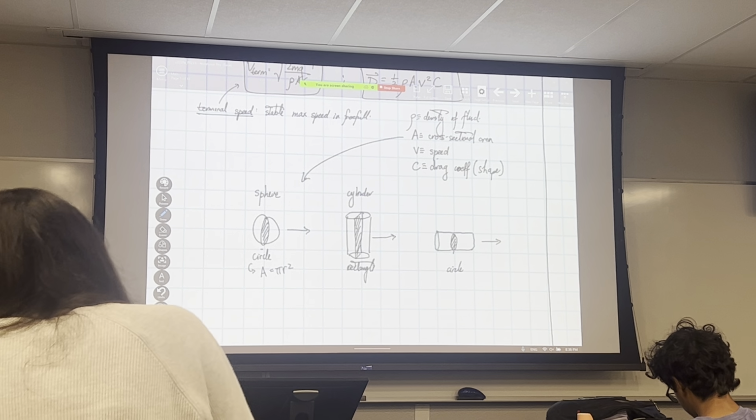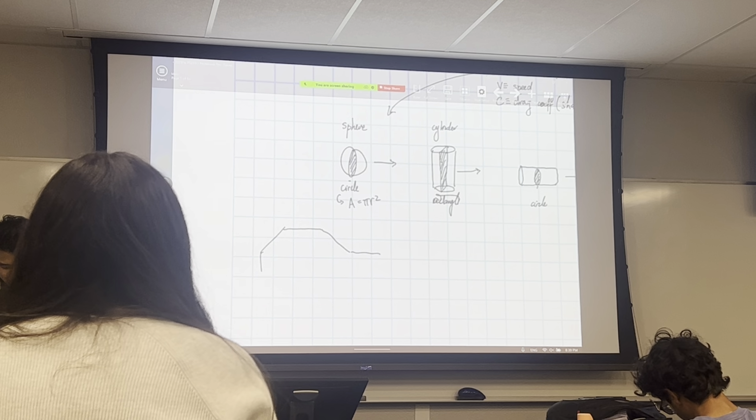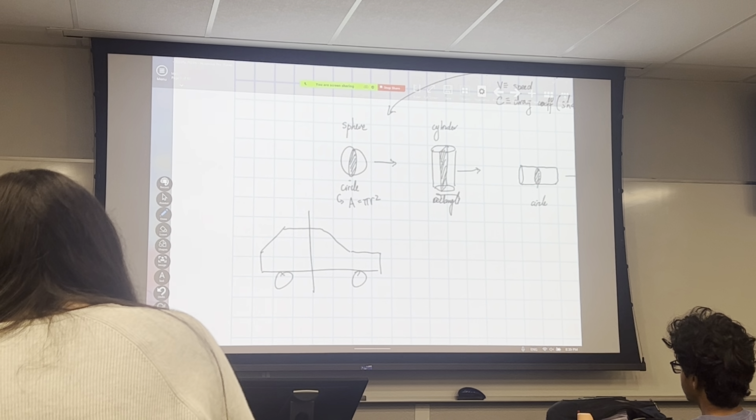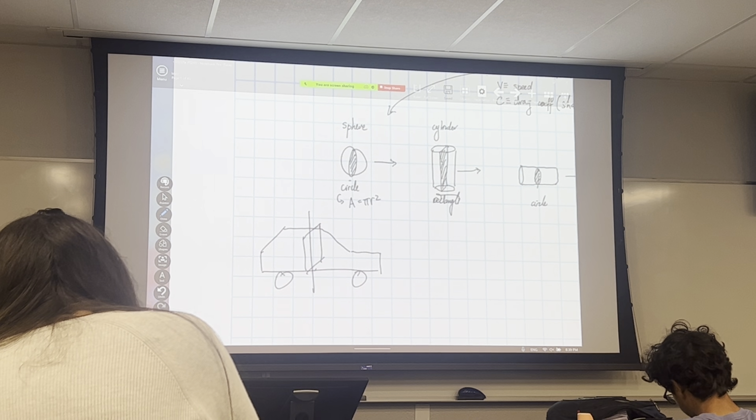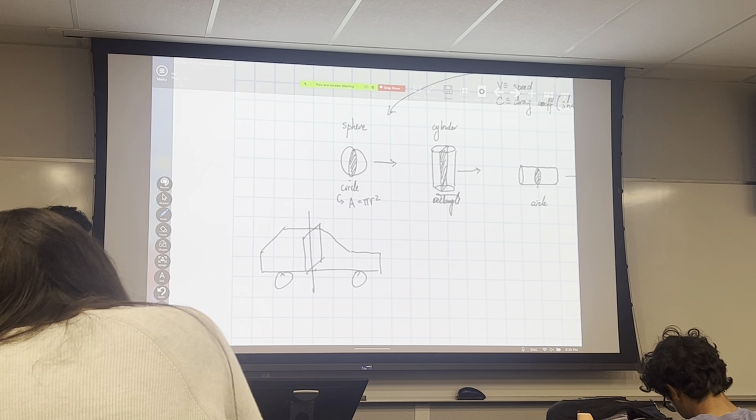So a car is approximated to be a rectangle, because let's say a car looks like this. When you cut this right here, the shape you get is going to be roughly a rectangle. So even though a car does protrude forward and backwards, we don't care about that. You just cut it in half, right down the middle, and the shape you make is approximately a rectangle.